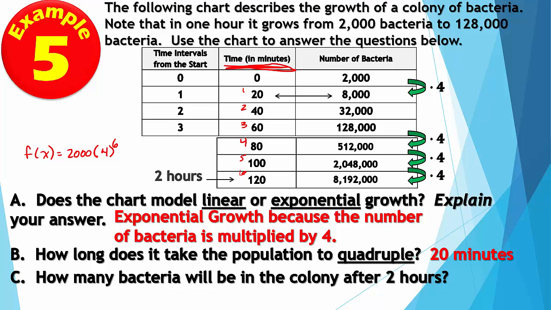So if it's quicker for you to just write the equation, do 2,000 times 4 to the 6th power, and you're going to get 8,192,000 bacteria. So either way is fine. You can either continue the table or you can write the equation to get the same answer. Doesn't matter. But make sure you do one of the two ways, because there's really not another way to do it. You do have options, but really only two at this point.